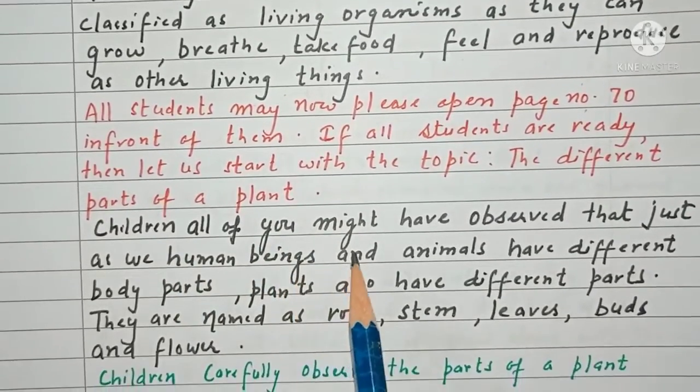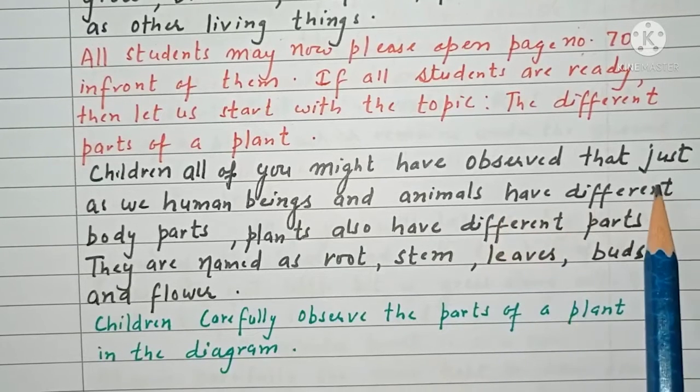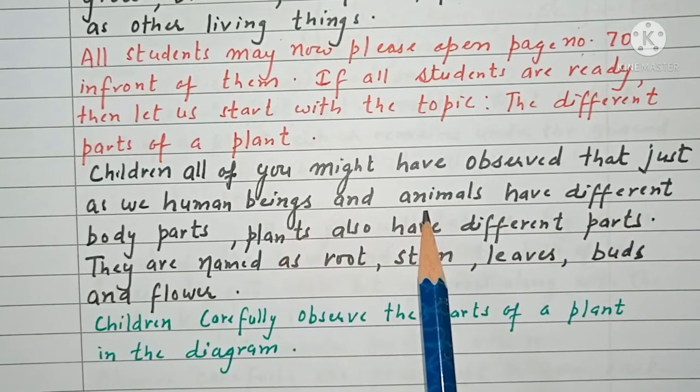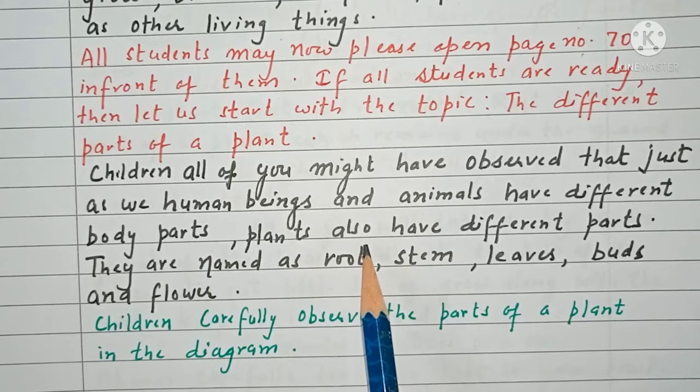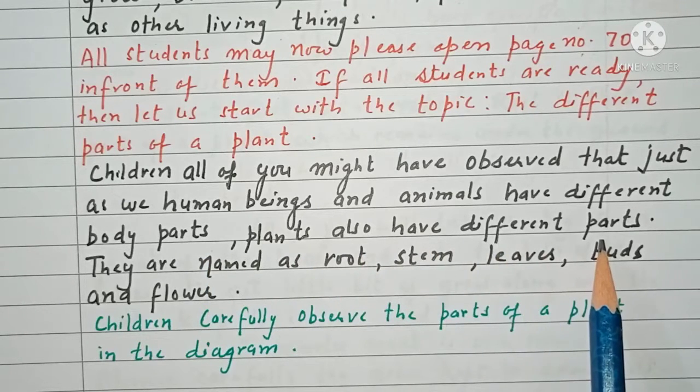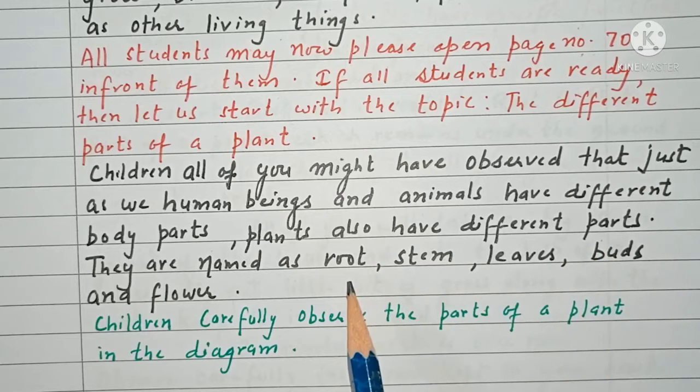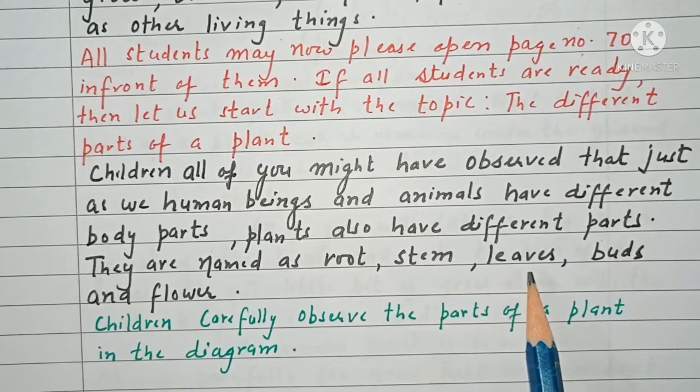Children, all of you might have observed that just as we human beings and animals have different body parts, plants also have different parts, which are named as root, stem, leaves, buds, and flower. All of you now carefully observe the parts of a plant in the diagram.